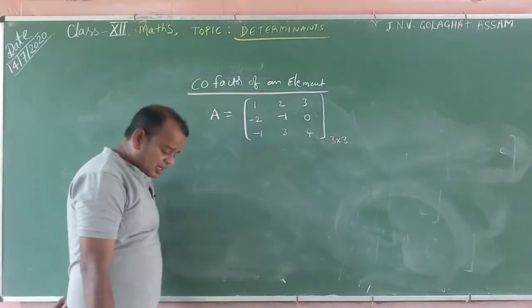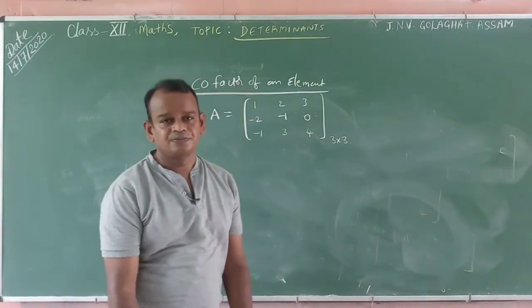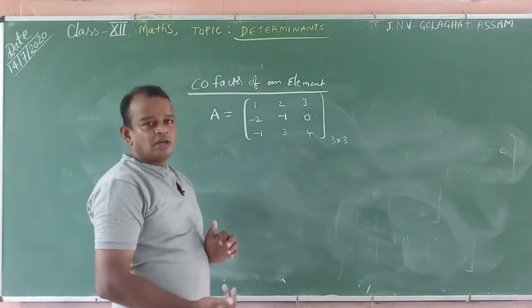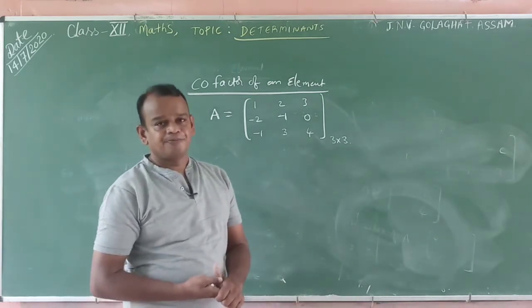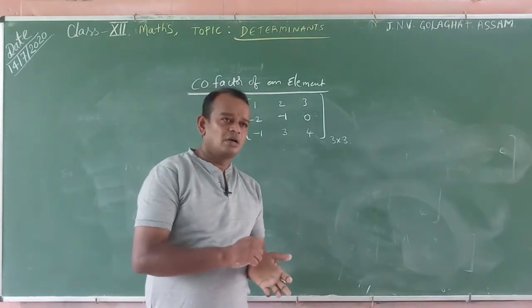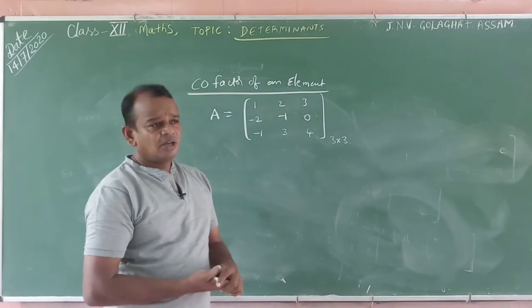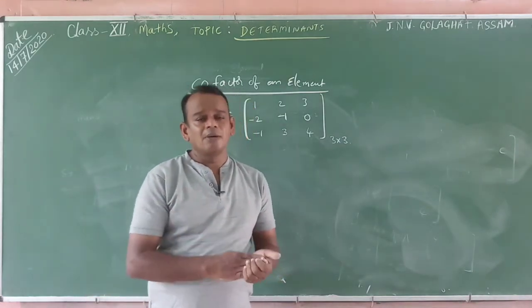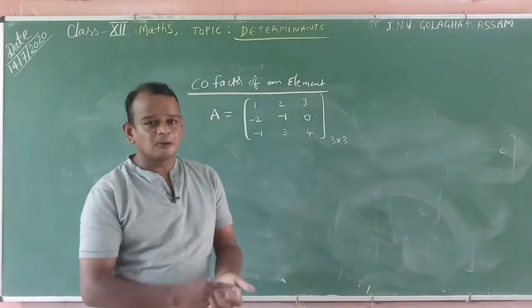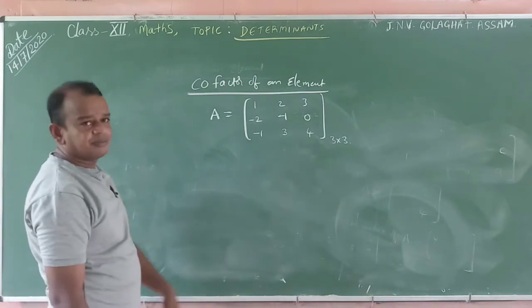We can find the cofactor of each and every element. Before that, we will find the minor of every element, and that's how you can find the cofactor of every element. What is the definition of the cofactor of an element? The minor of an element in a square matrix is multiplied by (minus 1) power i plus j. Already I told you.